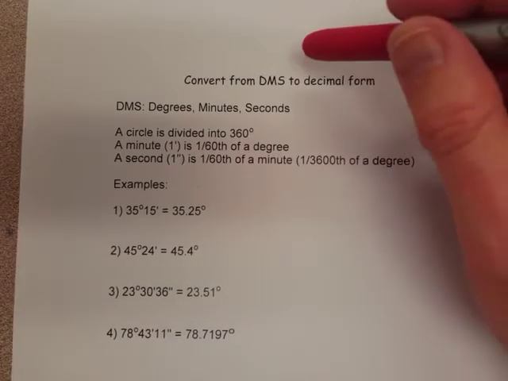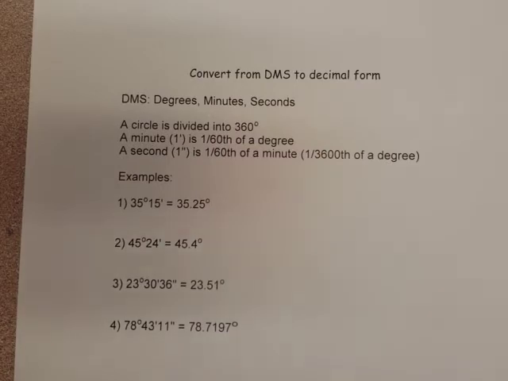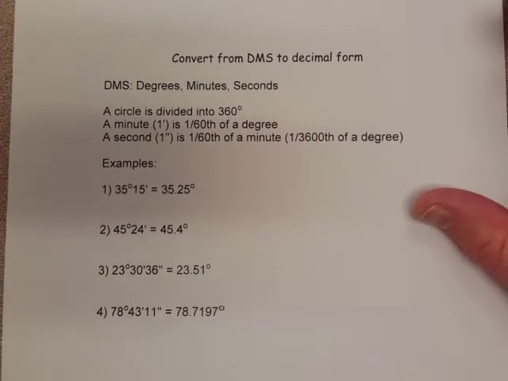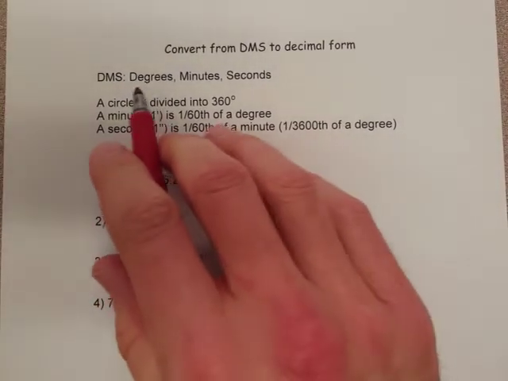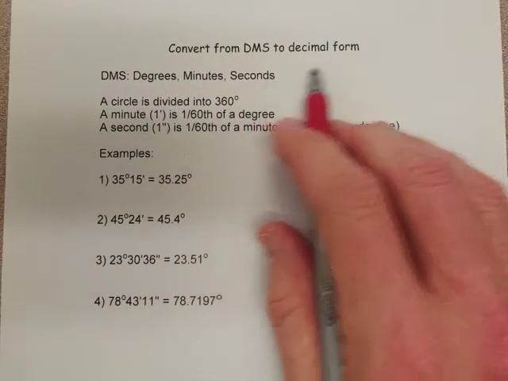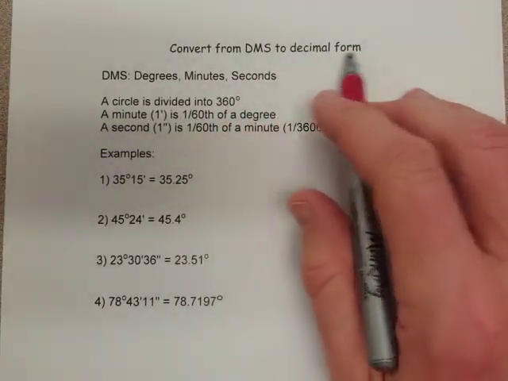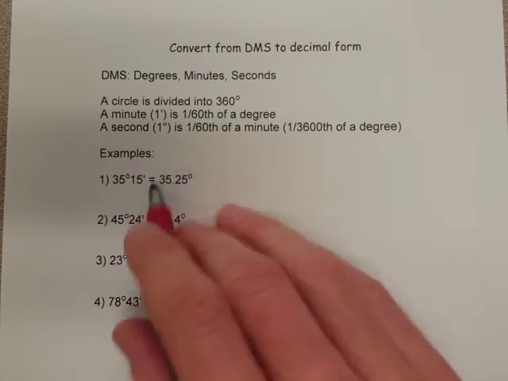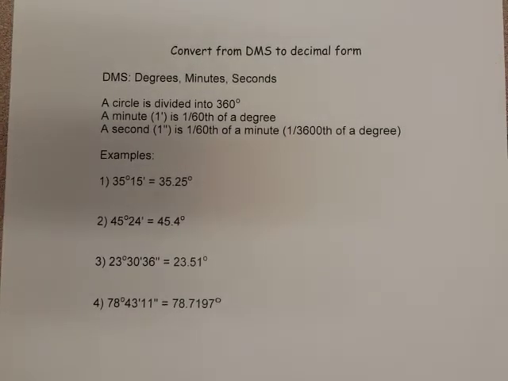One of those is converting from DMS to decimal form. Now this is a little review from the beginning of chapter 4. This was in 4.1, but I just wanted to take a real quick minute to go over this. So degrees, minutes, seconds. Normally we have our angles, and if they're degrees, they're in decimal form, like 3.25 degrees. We'd rather have it that way because that way we can use our calculator to help us out.